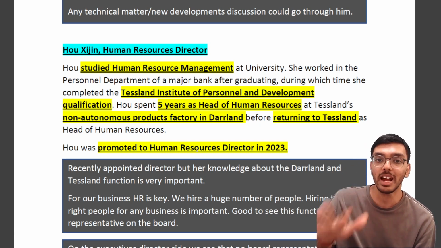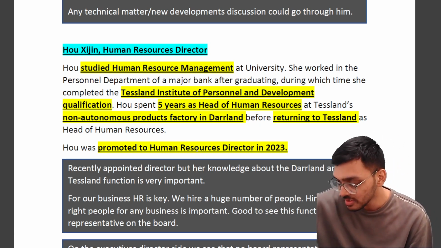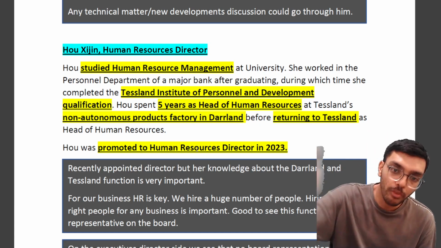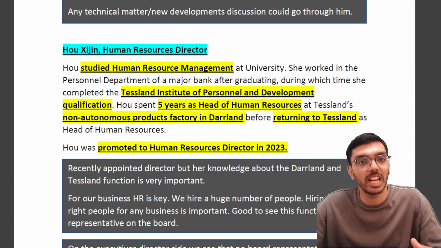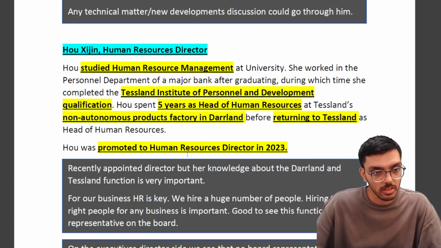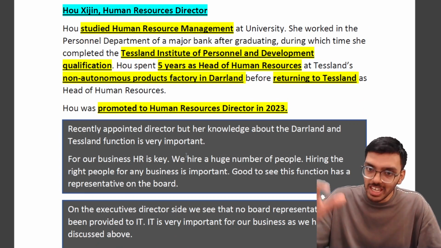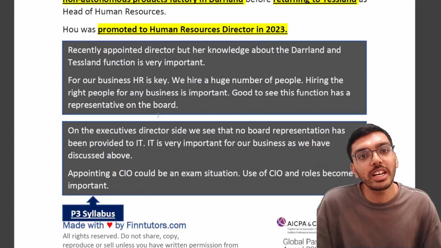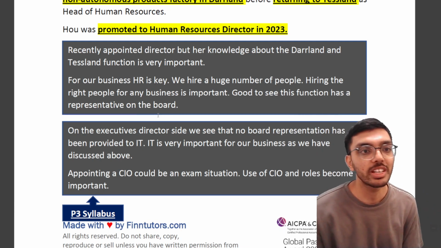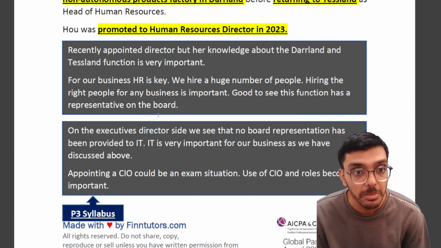So she worked for 5 years in human resources in our factory before returning to Tesland as head of human resources on the board of directors. She has a seat on the board of directors. She was promoted very recently in 2023. So she's the recently appointed director, but her knowledge about the Darland and Tesland function will be important.